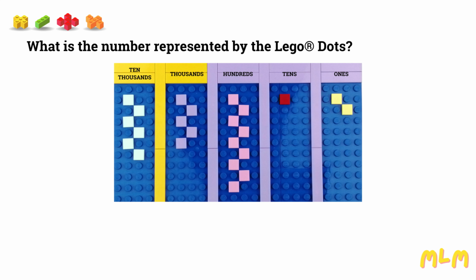What is the number represented by the LEGO dots? There are 6 dots in the 10,000s place. 6 stands for 6 10,000s or 60,000. There are 5 dots in the thousands place. 5 stands for 5 thousands or 5,000. There are 9 dots in the hundreds place. 9 stands for 9 hundreds or 900.